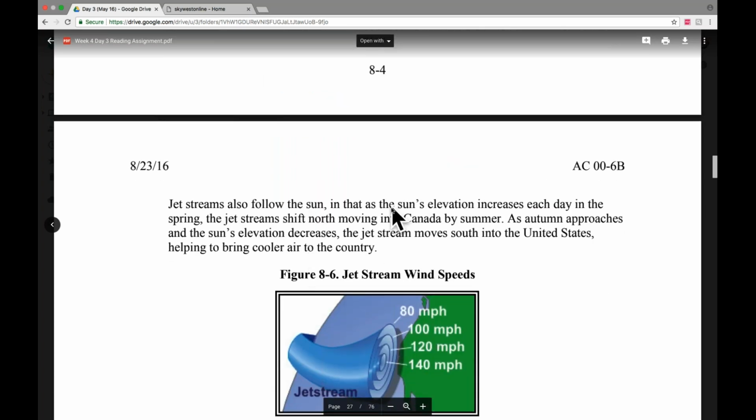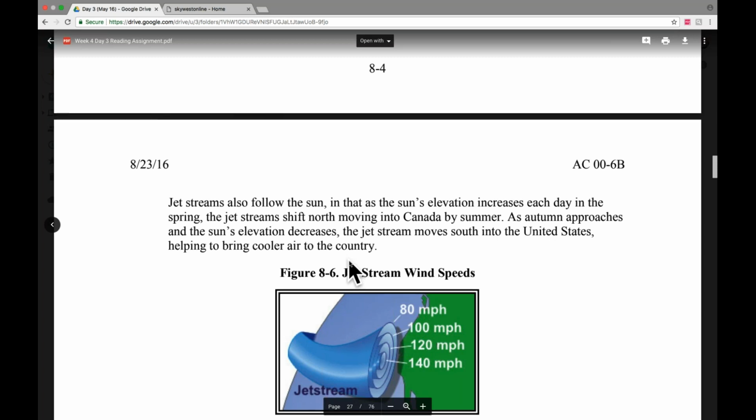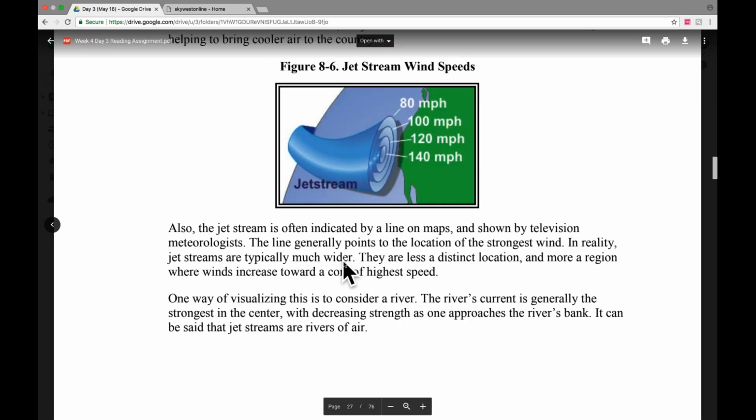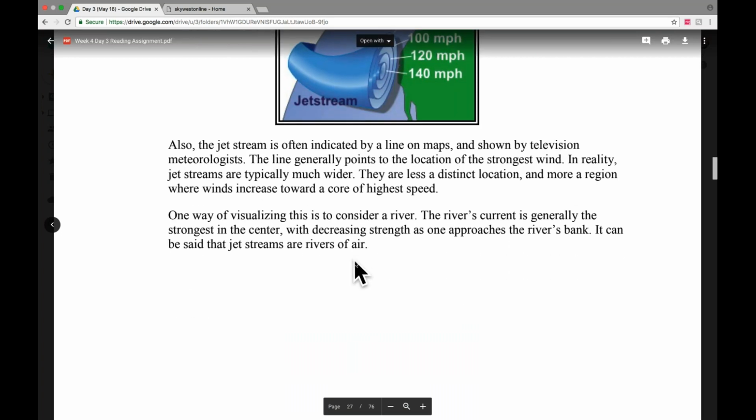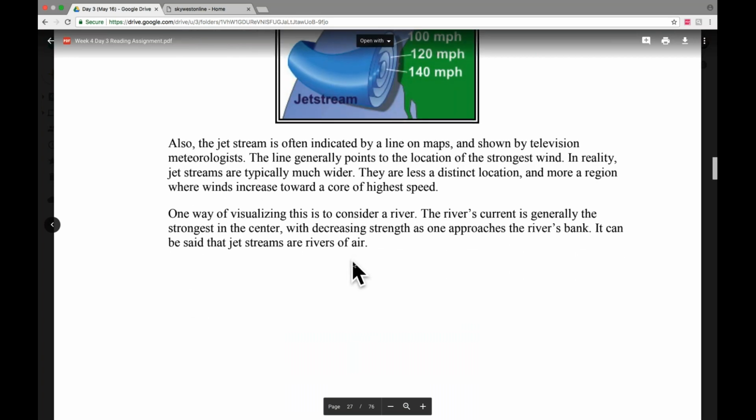So the jet stream also follows the sun, and the sun's elevation increases each day in the spring. The jet stream shifts north, moving into Canada by summer. As autumn approaches, the sun's elevation decreases and the jet stream moves south to the United States, helping bring colder air into the country. I already showed you the jet stream on a chart.